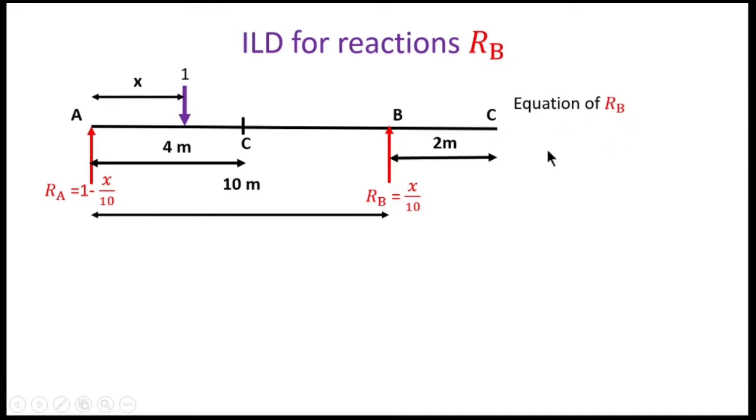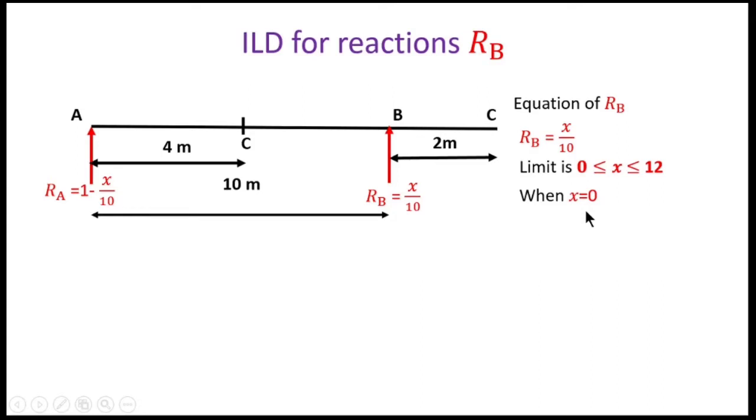So the equation of Rb that we know, Rb is equal to x by 10. Then again quote the limit that x is greater than or equal to 0 and less than or equal to 12. It means the load is from 0 to 12. So apply first when x is equal to 0. In this way, unit load is applied at x equal to 0. What is the value of Rb? So Rb is equal to 0 by 10. So Rb is equal to 0.